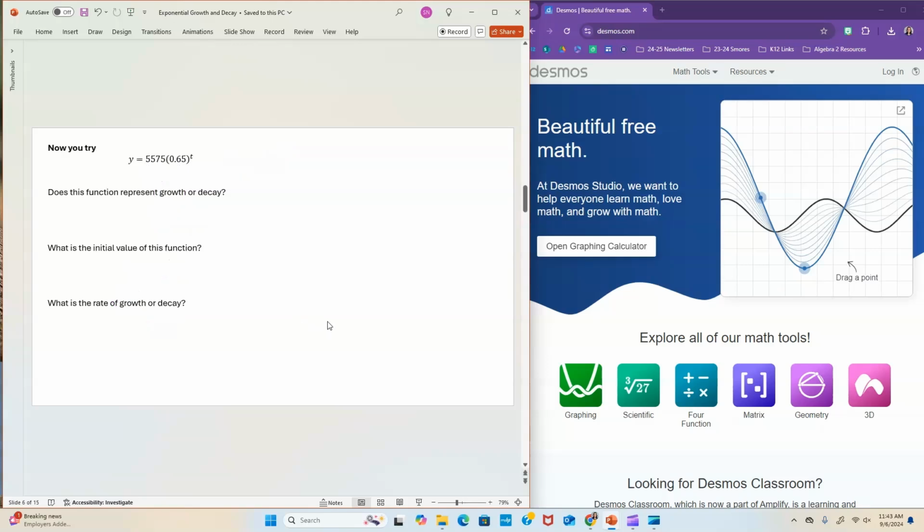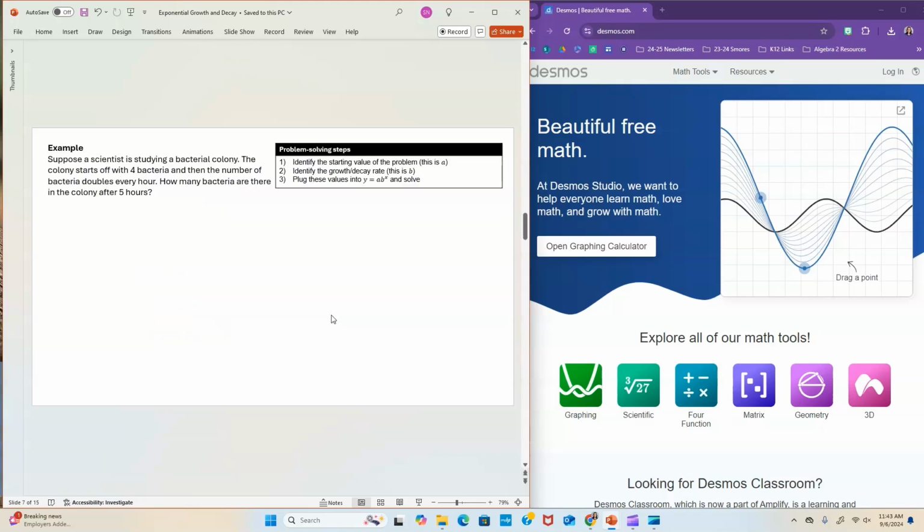Now you can pause the video and try doing this example on your own. Here we have a function that represents decay because our b is equal to 0.65. The initial value of this function is going to be 5575. That's our value of a. This represents decay, and our b value is equal to 0.65. That's the rate of decay.